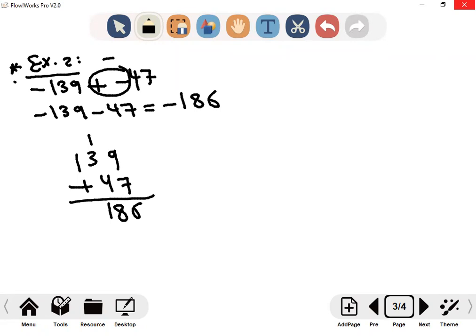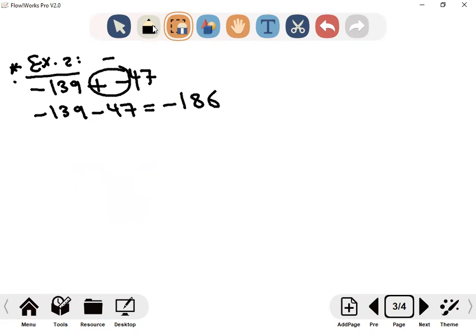So what does this integer mean? It means at the end of the month, after she borrowed 139 from her parents, then she bought 47, the total money she needs to pay back is how much? 186. Okay? This is example 2.